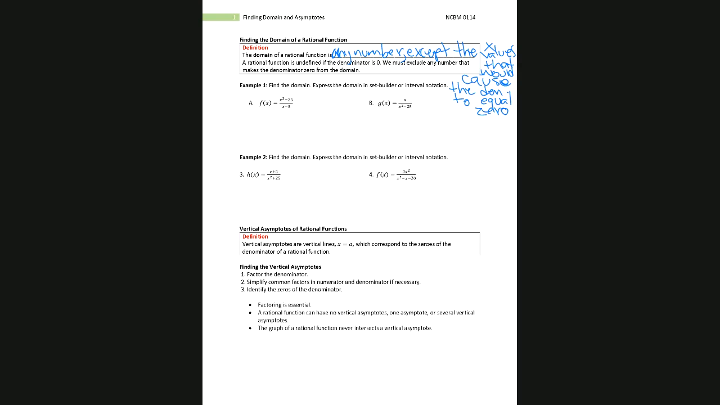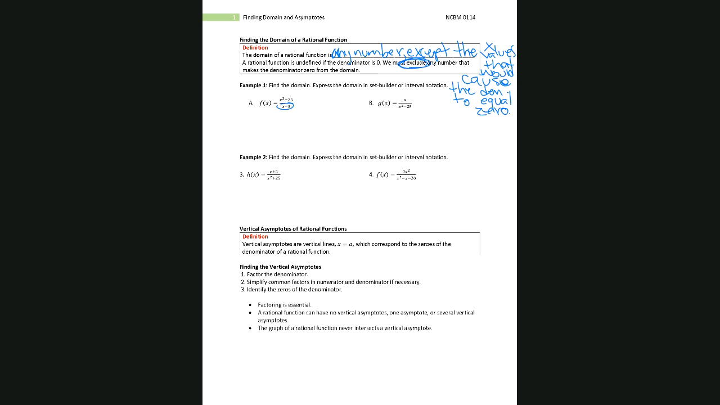The reason we have to exclude those numbers, we have to find those x values so that we can exclude them from the domain, is because if we were to divide by 0, then we will get an undefined solution. And at that point, the graph is just not going to go across that x value. In fact, it will have a vertical asymptote or a discontinuity in the form of an open circle.